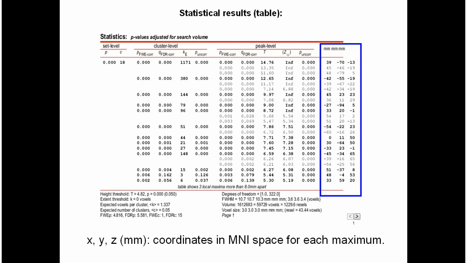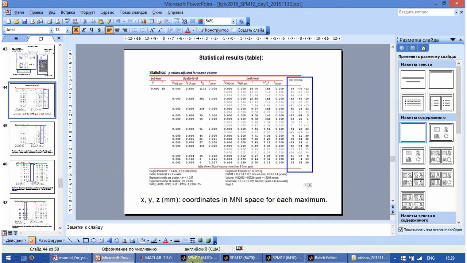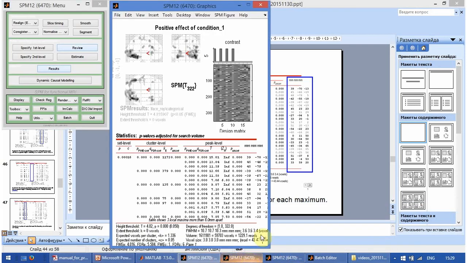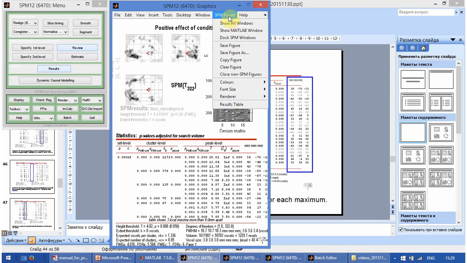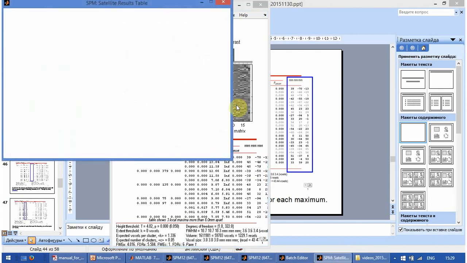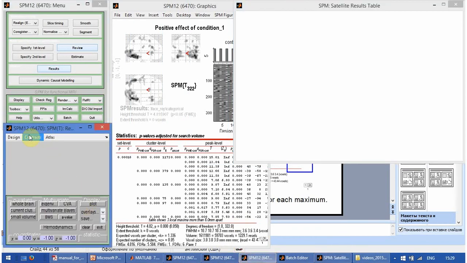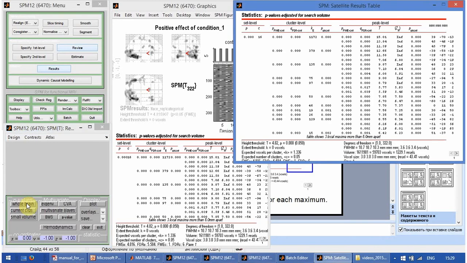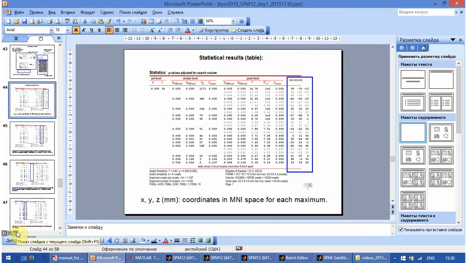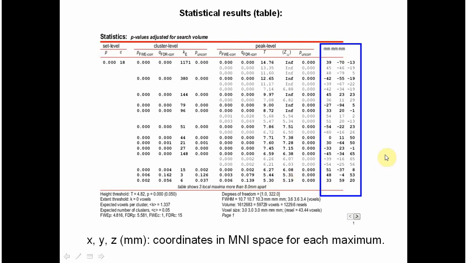And now we will carefully examine the result table, column by column. But first let me show how to move this table to a separate window. We click on SPM figure, we select results table, and in the interactive window you click, for example, whole brain, which will give you all statistics for all the responses detected in the current experiment. So this is pretty much equivalent to this, but let me explain what is shown in the table.